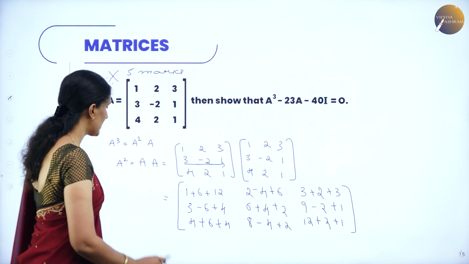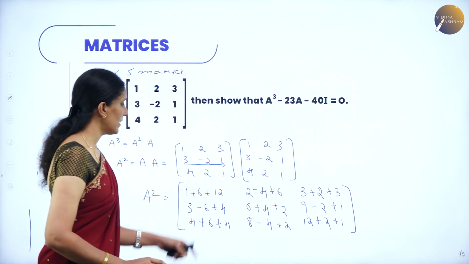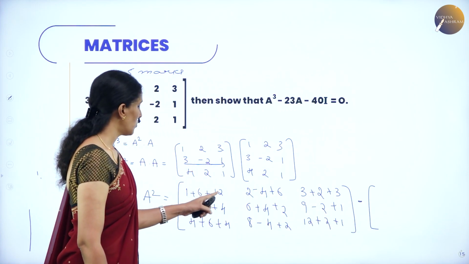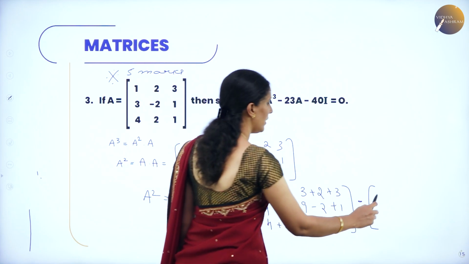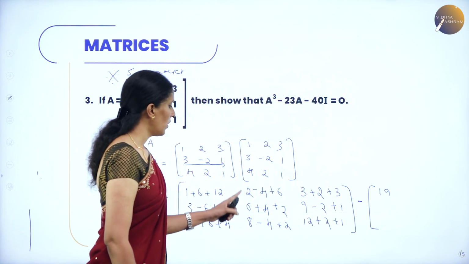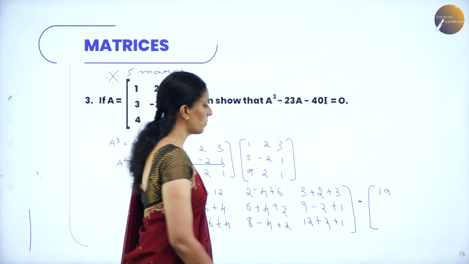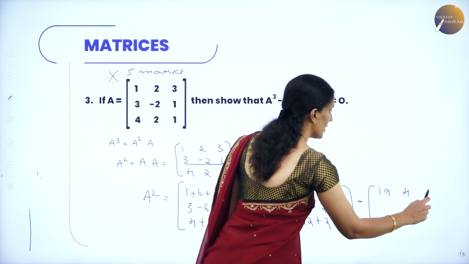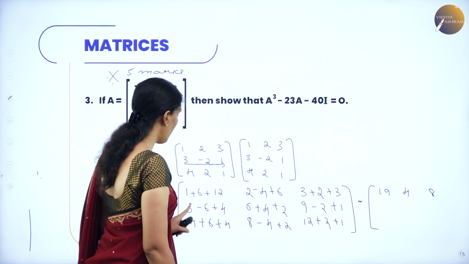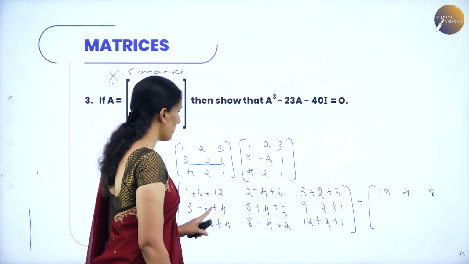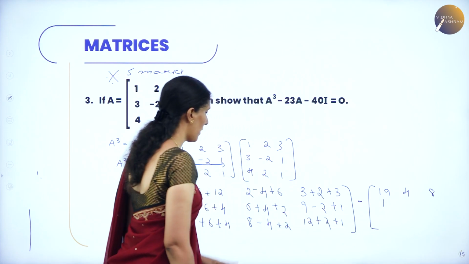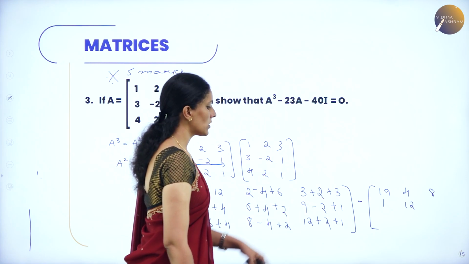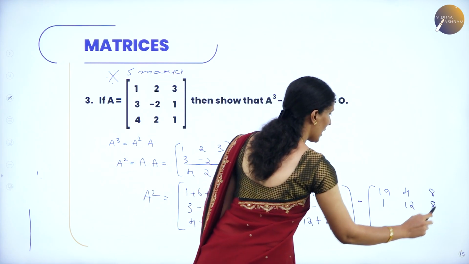So let's see now what is A square. Let's add this here. So 12 plus 6 plus 1, 19. Next we have 2 minus 4 minus 2 plus 6 is 4. 3 plus 2 plus 3 is 8. Next we have 3 minus 6 is minus 3 plus 4 is 1. 10 plus 2, 12. Next 9 minus 2, 7. 7 plus 1 is 8.